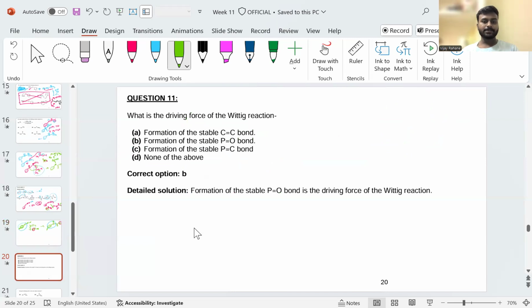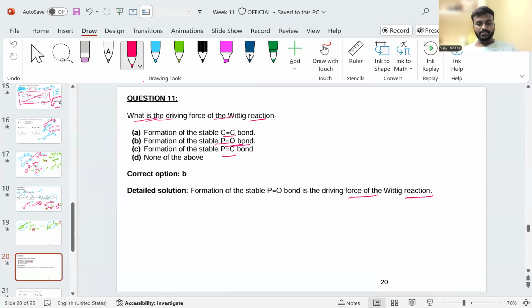Which is again on the Wittig reaction. The question is, what is the driving force for the Wittig reaction? Whether carbon-carbon double bond formation, or P double bond O formation, or P double bond C bond formation. In this case, P double bond O bond formation is the driving force for the Wittig reaction.